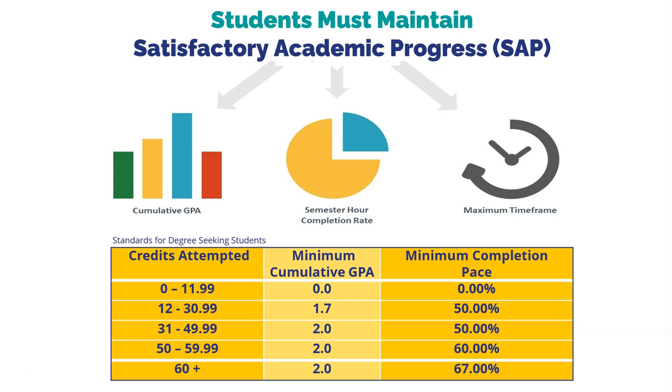Students must maintain satisfactory academic progress in order to be eligible for their financial aid. Your satisfactory academic progress is a combination of your cumulative GPA, your semester hour completion rate, and the maximum time frame that you have spent at the college. Below is a chart for degree-seeking students to help you navigate where your SAP status should currently be.